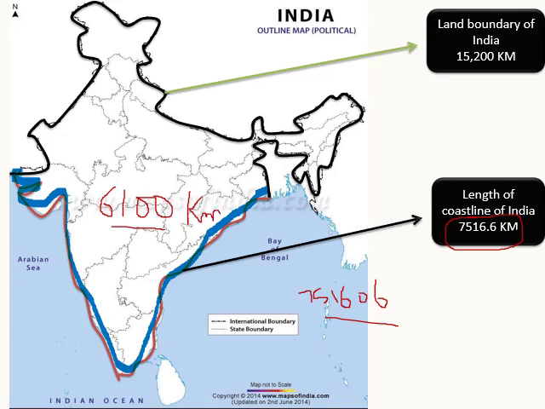But when we take the coastal area of this Andaman and Nicobar island, as well as the area of this Lakshadweep island together, then it is considered to be 7,516.6 kilometers. Now, when we talk about only the land boundary of India, how much is it? 15,200 kilometers. So 15,200 kilometers is the land boundary of India.